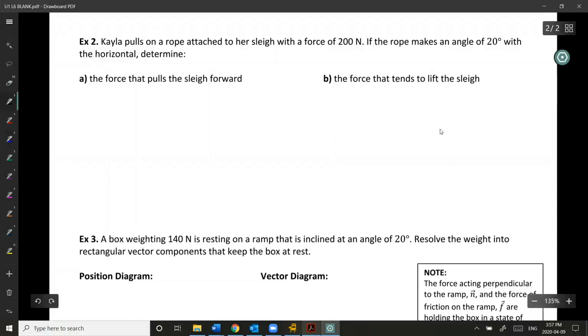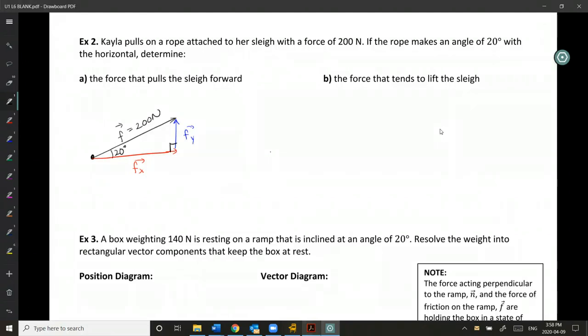So the first thing that we're going to do here is, if this is our sleigh and she's pulling up like so, we have a force that she's pulling with, and that force is 200 newtons. We also know that this force can be broken up into its horizontal component, which we'll call Fx, and the vertical force, which we'll call Fy. And despite my bad diagram, these do meet at a 90-degree angle. Also, we know that this is making an angle of 20 degrees with the horizontal. Okay, so very similarly to how we solved the last question, for part A we're going to find the horizontal force that tends to pull the sleigh forward by using our formula that we developed above.